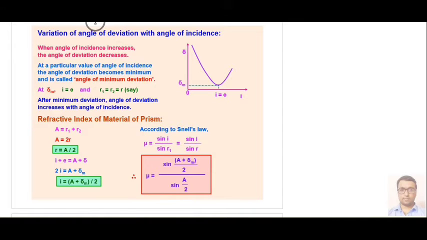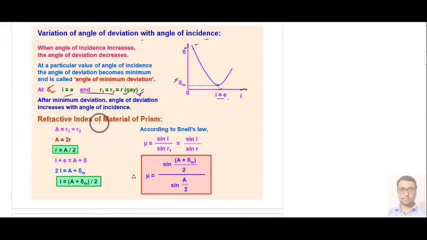Now we have the variation of the angle of deviation and the angle of incidence, that is delta and I. By practical observation we conclude that this graph is obtained in this form, and at this particular value, when I equals E, the deviation angle is minimum, and we can say that I equals E and R1 equals R2 at this point. This graph you will get by practical observations.